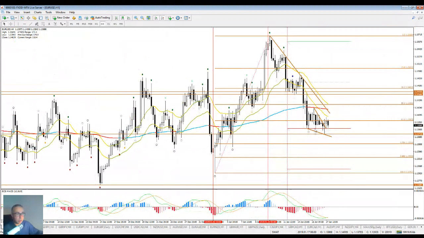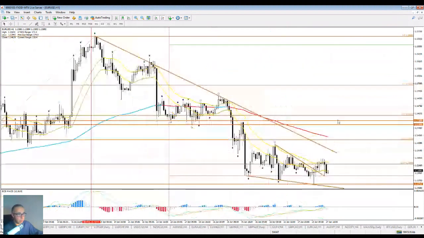It's a slow start pattern here. The only thing I'm worried about is that it could tag the 78.6 fib. So what I want to see is a break above this 21 anyway. Now, the best breakout is actually above 114.50. This is still semi counter trend here.